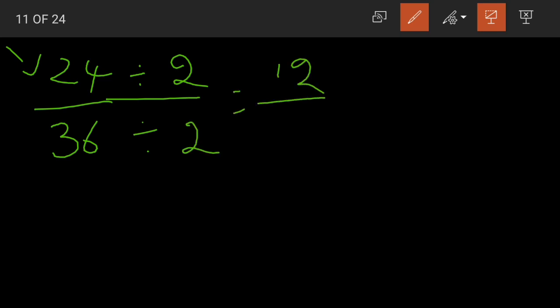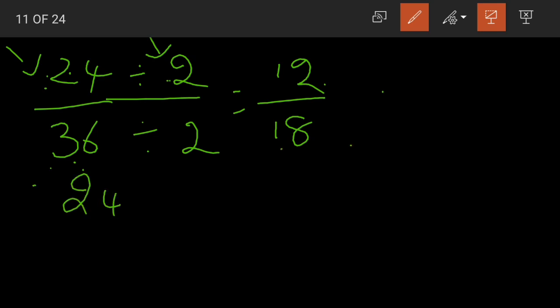Do I have a common divisor for both the numerator and denominator? Any table in which both the numbers are divisible? Yes, we have the two table. 24 divided by 2 becomes 12 and 36 divided by 2 becomes 18. So here I have a common factor which will exactly divide both the numerator and denominator, so I am going for division. 24 by 2 becomes 12 and 36 by 2 becomes 18.